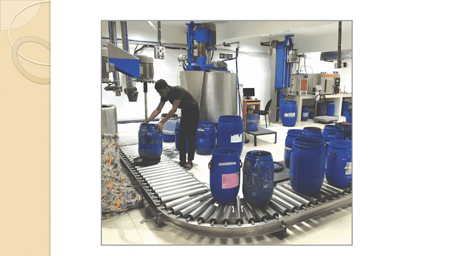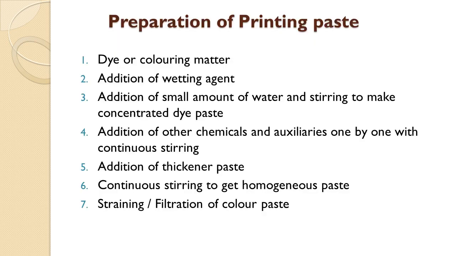A number of containers are there, one big stirrer is there, and thickener paste is there in one big container. So we have to take the desired quantity of dye and other chemicals. We have to add the thickener paste at last. Then it will get stirred for a particular time to get a proper homogeneous print paste. So some steps are involved in that.